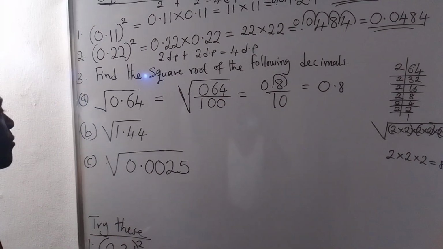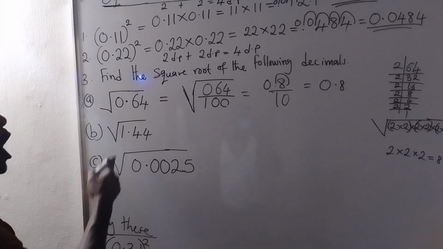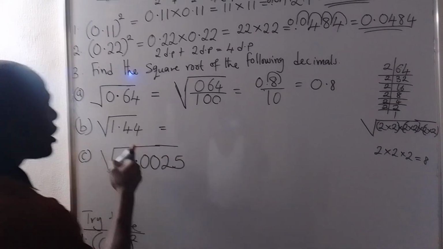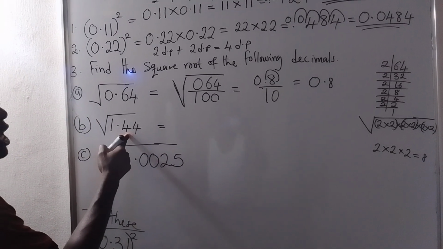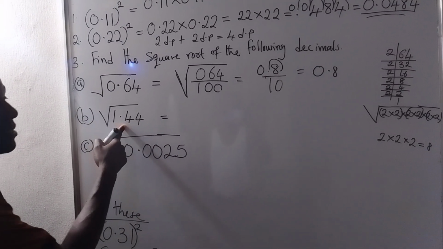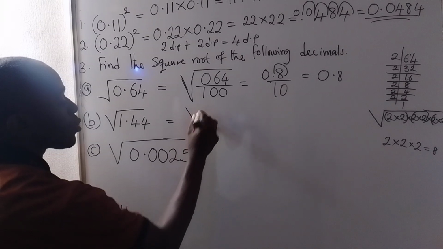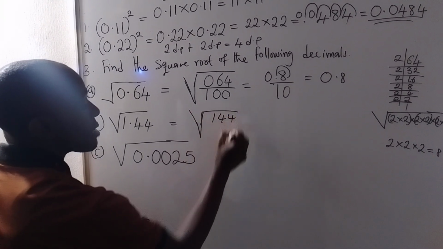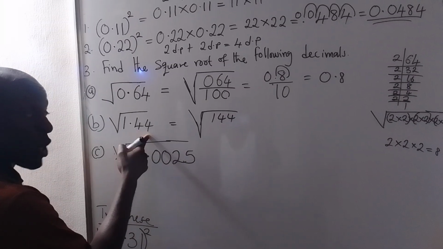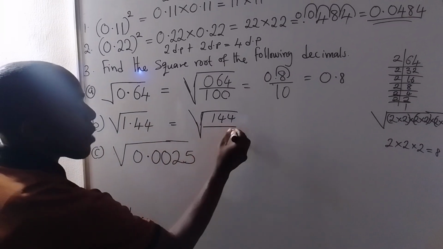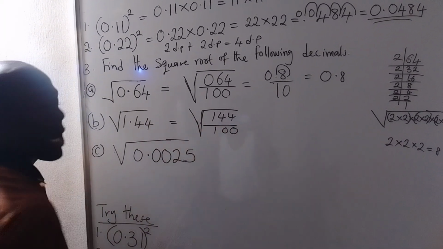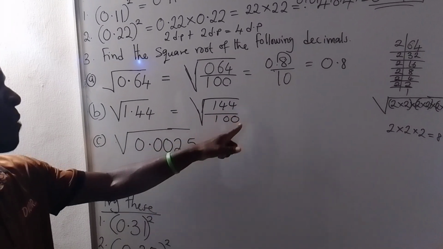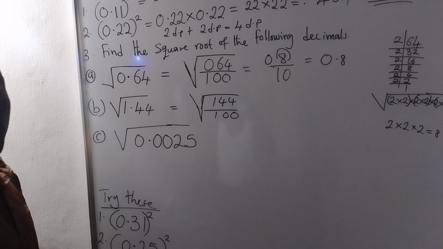So likewise for B, which says the square root of 1.44. In the same way, this number has 2 decimal places. So if it has 2 decimal places, we remove the decimal point. Because of the 2 numbers after the decimal point, we have 2 zeros, then we now add 1. I've not done anything to this number, because 144 divided by 100 will still give you 1.44.